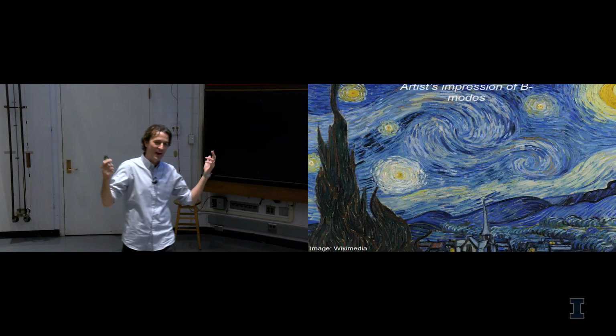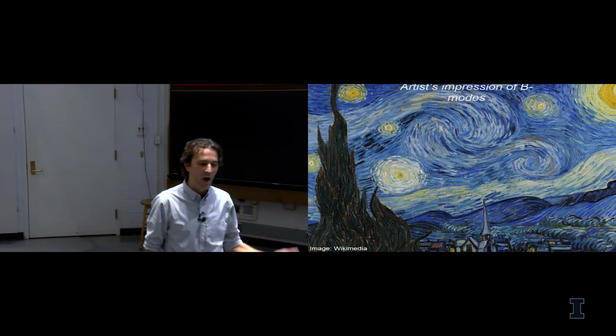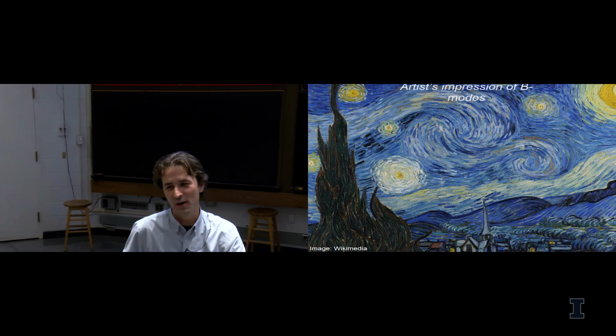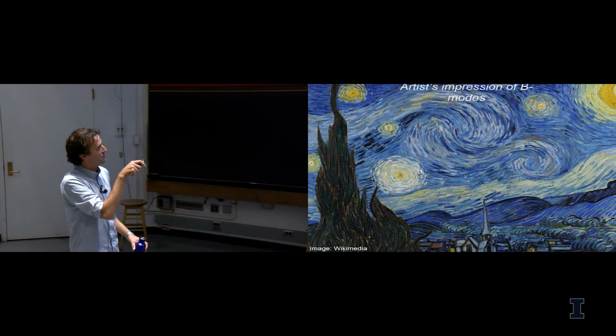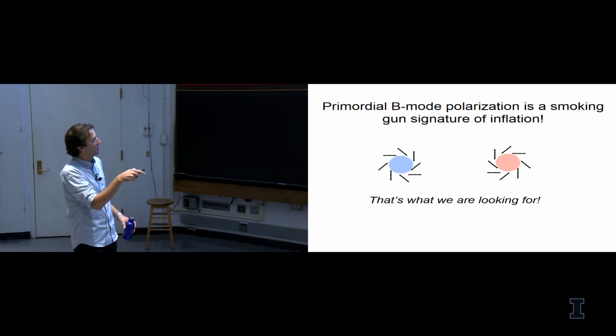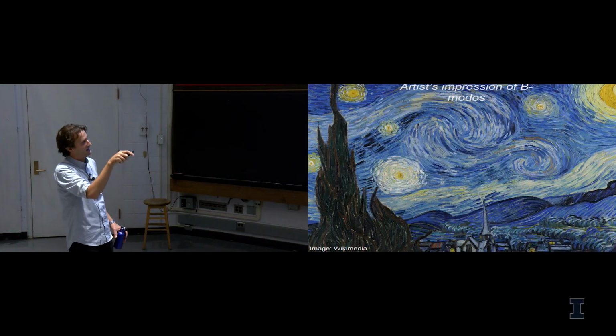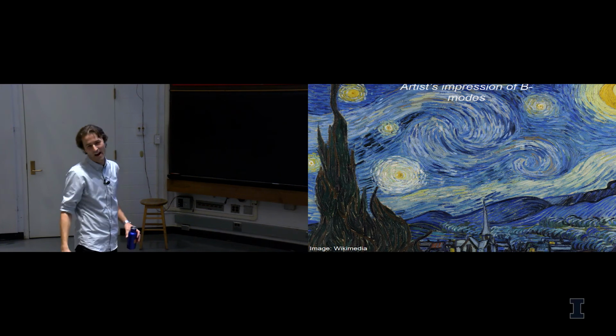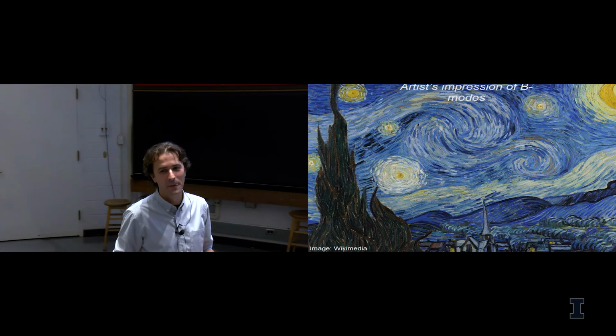And so this is what we like to say is the artist's impression of what a B-mode map might look like. It turns out that really this map, if you transform it into these shapes, is actually mostly E-mode, but it's still kind of nice. These swirly patterns are sort of characteristic of this B-mode signal.